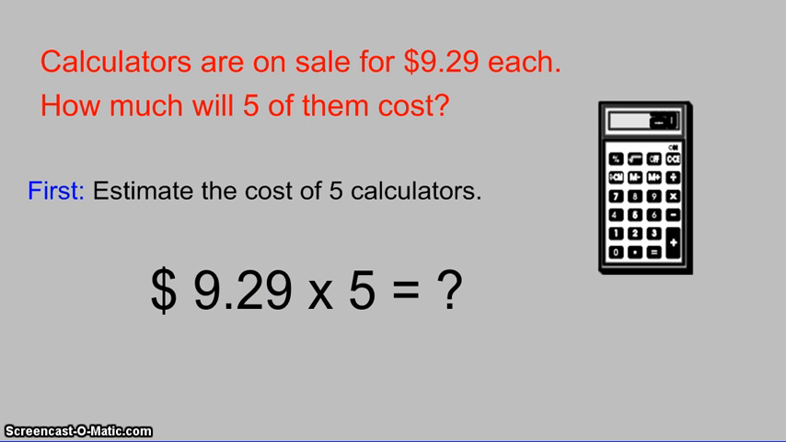$9.29 times 5. If I were to round these numbers, I would round $9.29 probably to $9, and I would keep 5. Then I would multiply, and I know that 9 times 5 is 45. Now, I know my answer should be around $45 when I'm all done.